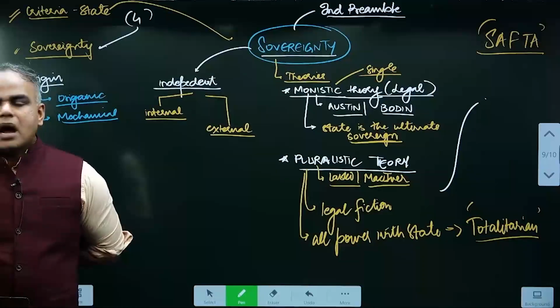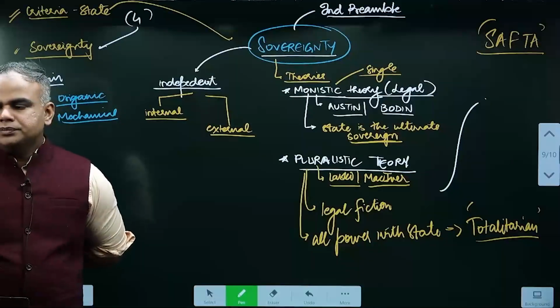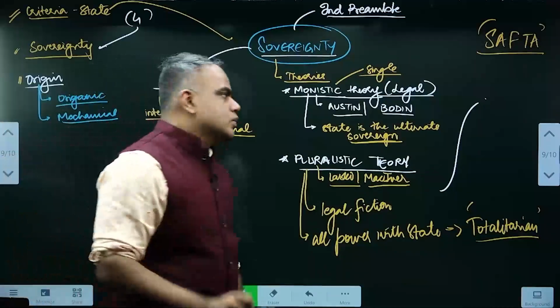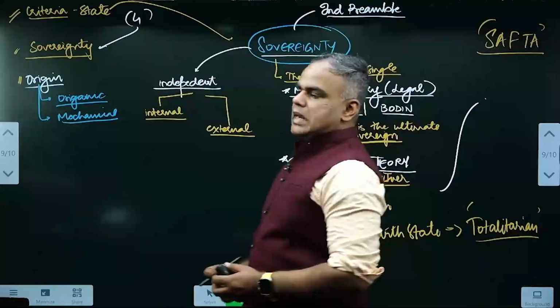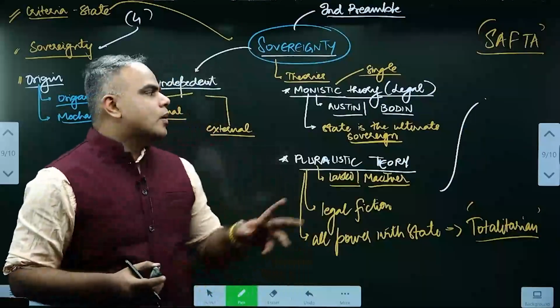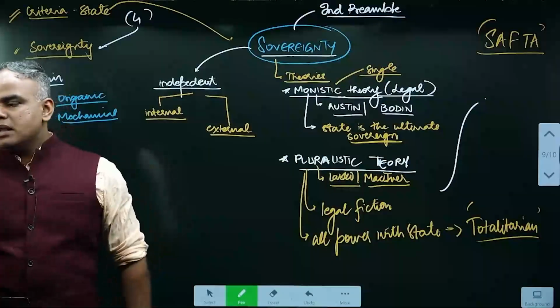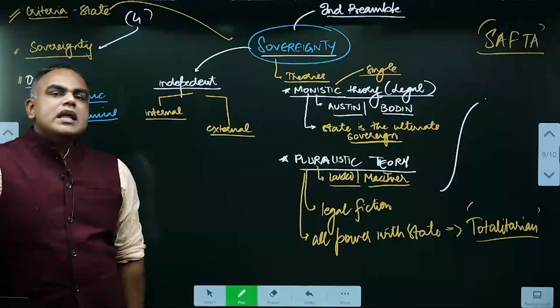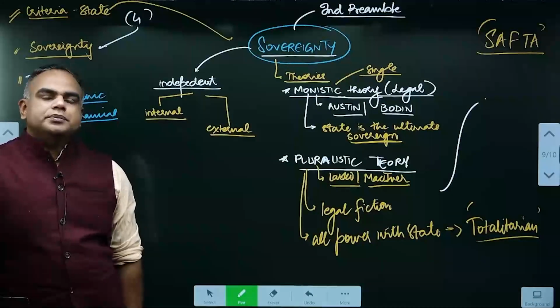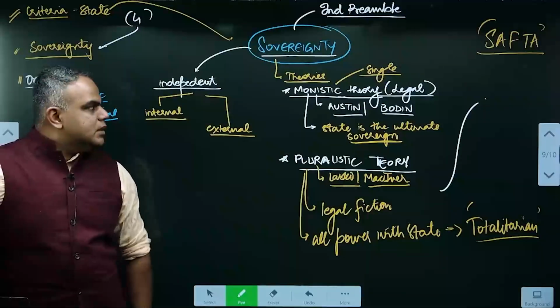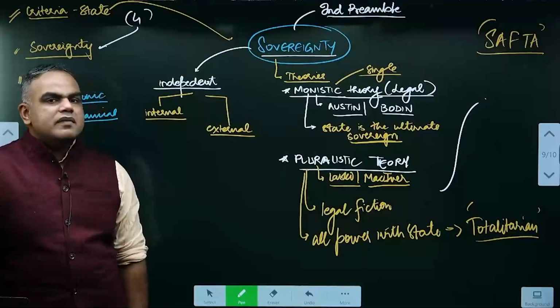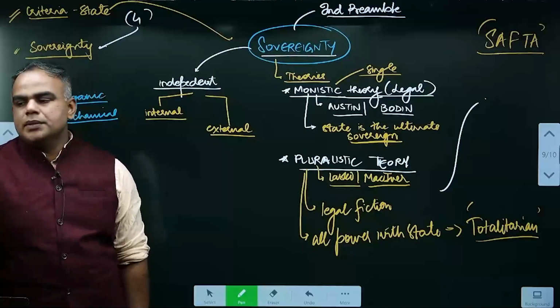Hobbes argued in Leviathan that only an undivided sovereign can secure peace. We know the name of the book of Hobbes is Leviathan. In Leviathan, that only an undivided sovereign can secure peace.